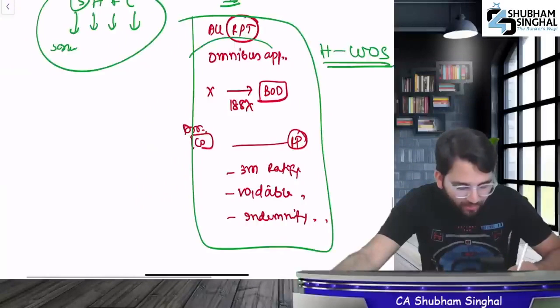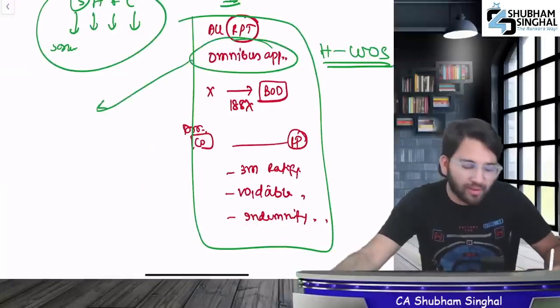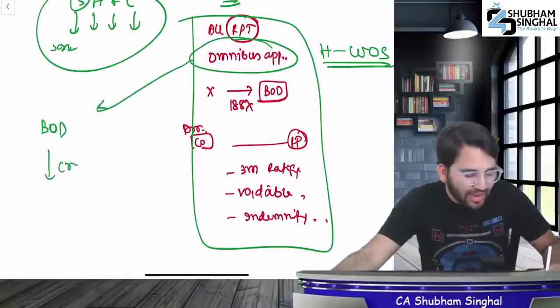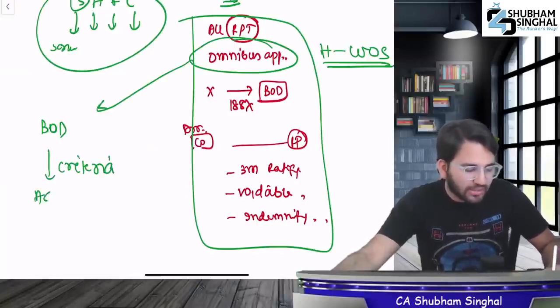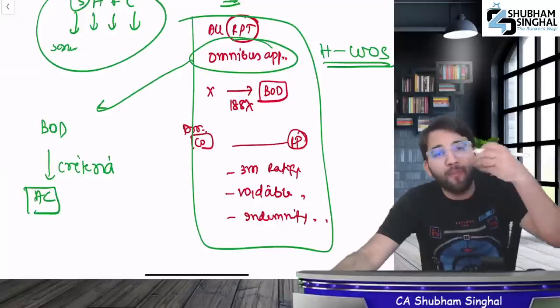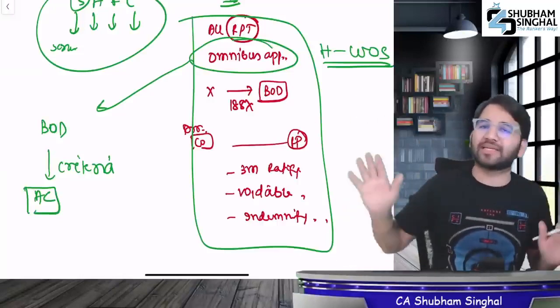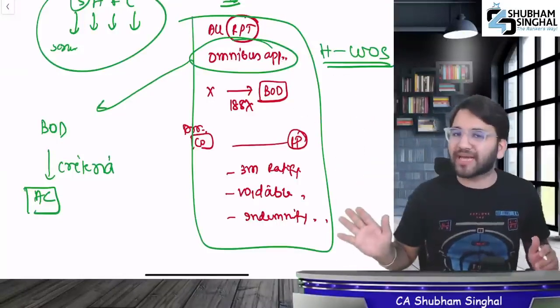But what does omnibus approval mean? The board creates a criteria and gives it to the audit committee. On the basis of that, the audit committee gives omnibus approval, meaning a blanket approval, so you can do related party transactions repeatedly.